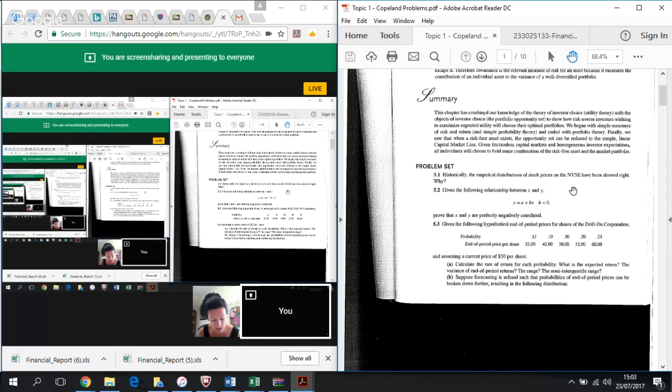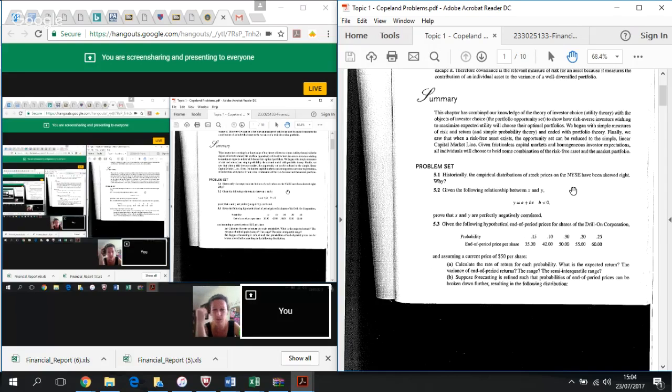Can you remember the role of independent and dependent variables? Y is the dependent variable. A is the constant. B is the beta. X is the independent variable. Now let's look at this. Y equals A plus BX, right? And they give us a condition: B is less than 0. Now, Y is the dependent variable.